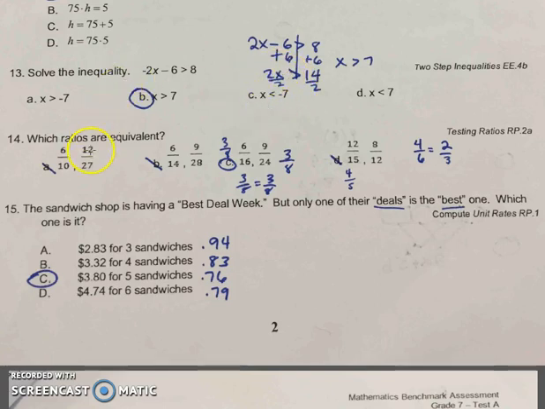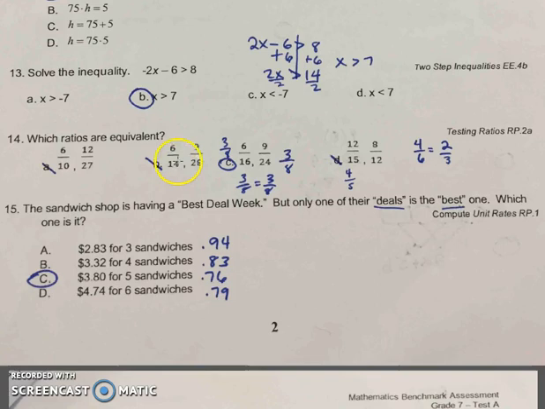Okay, number 14, which ratios are equivalent? So what I had to do for each one of these fractions is I had to simplify each one. And some little hints kind of gave this one away. If I multiply 6 by 2, it gives me 12. But if I multiply 10 by 2, it does not give me 27. It gives me 20. So that one would not work.